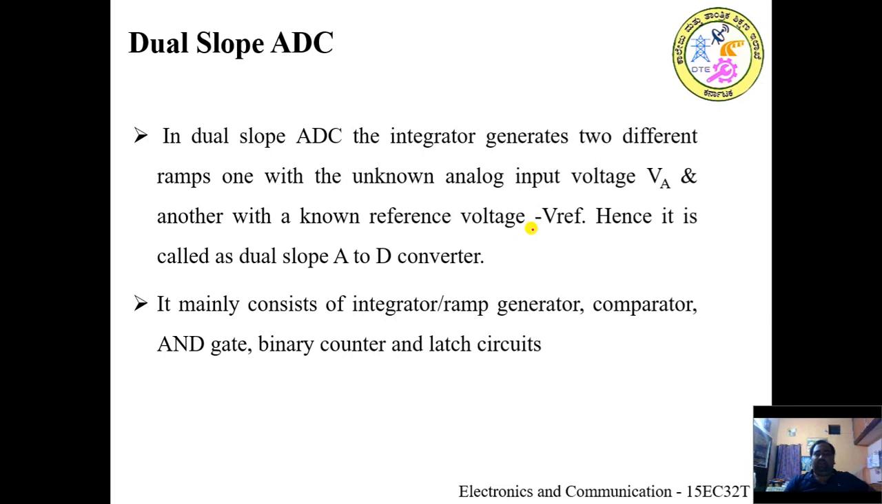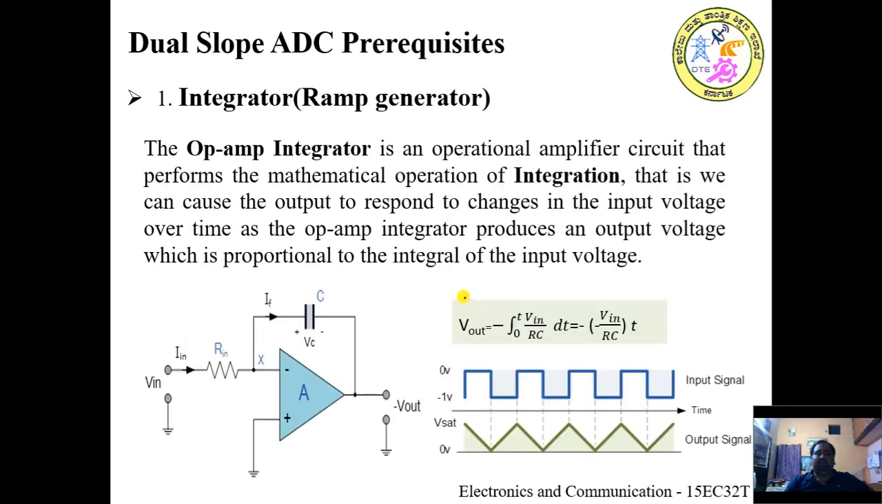What are the components involved in constructing a dual slope ADC? It mainly consists of an integrator, or sometimes it is also referred to as a ramp generator, a comparator, an AND gate, and a binary counter with latch circuits. Let us see the operation of each of these components first. Integrator, or it is also referred to as ramp generator.